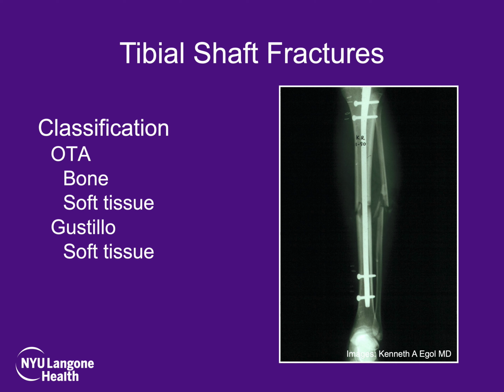The type 3s are subdivided into A's, B's, and C's. The A's are closable or coverable with a skin graft. Type B requires a soft tissue flap, and type C requires vascular repair.